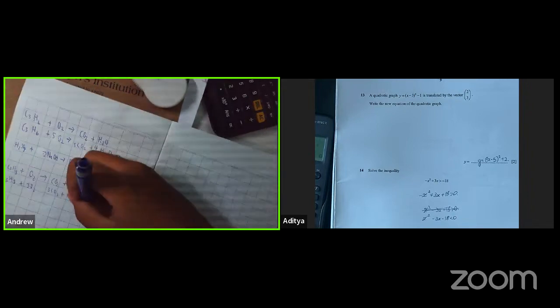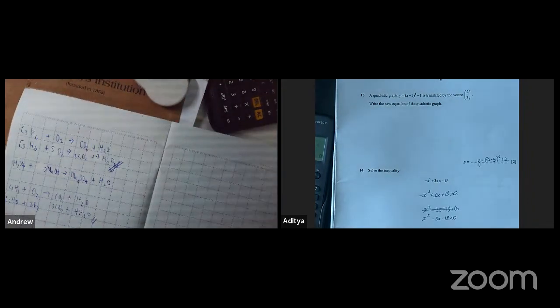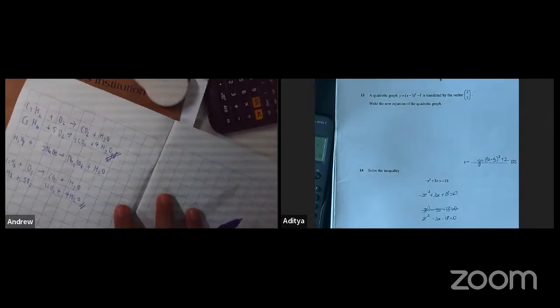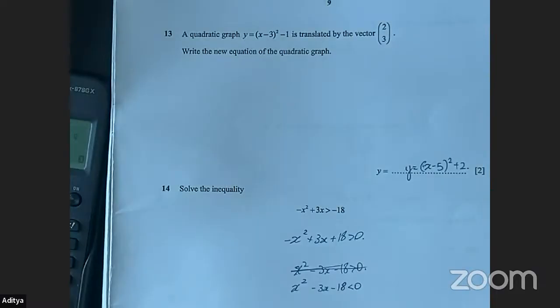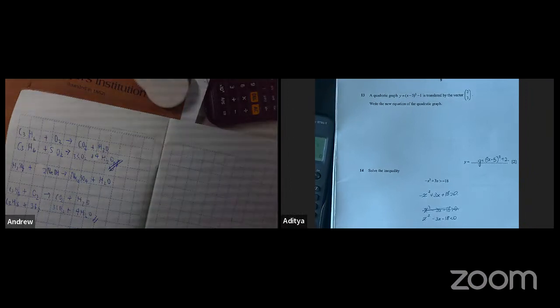Is this correct? Okay, let me check. So Aditya, I cannot summarize it well, but I've shown you the proof that it will always fit, so to speak. Correct. At this point, you do have to remember it.